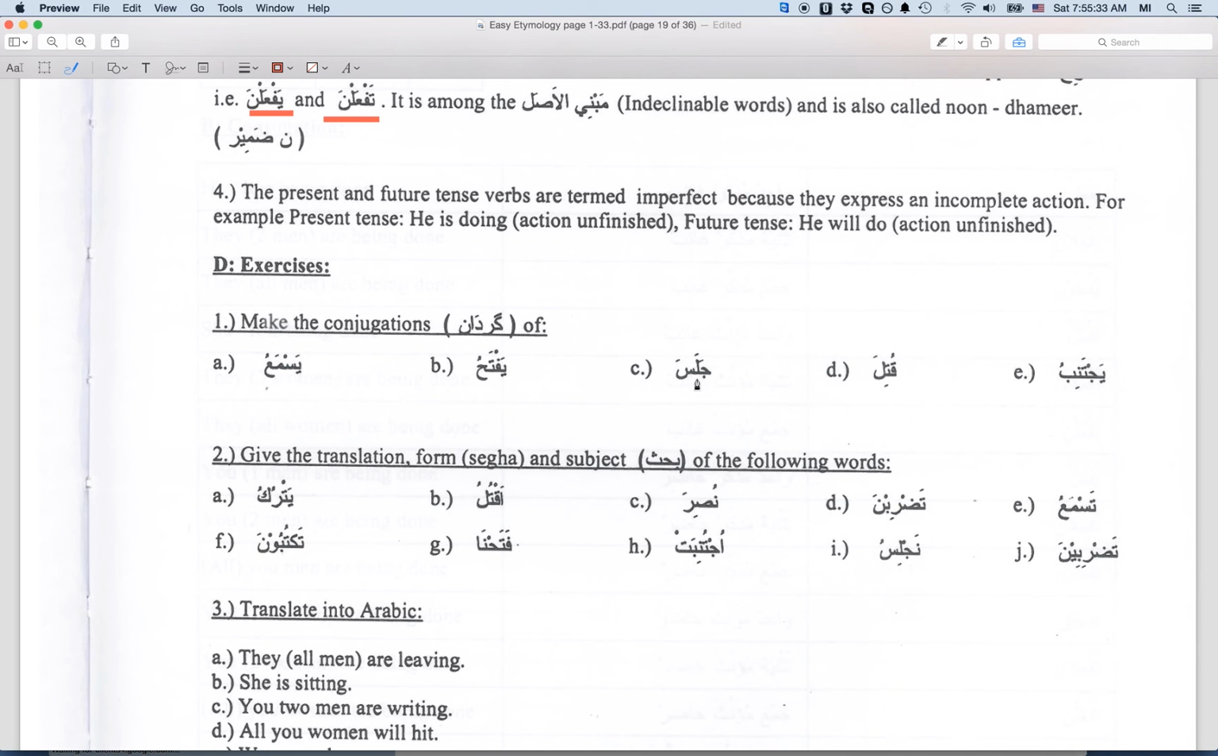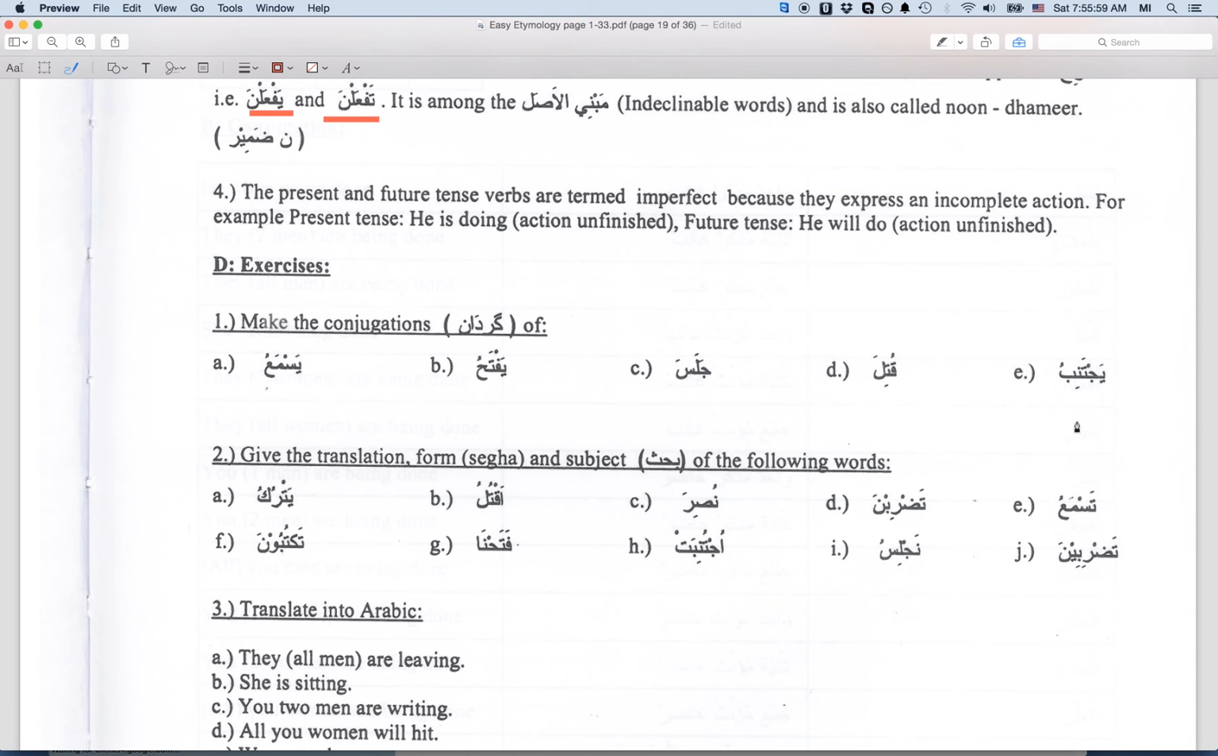Actually they didn't even tell us to do مضارع. So it'll be جلس جلس جلسوا جلست جلست جلسنا. قتل قتل قتلوا قتلت قتلت قتلنا, and so on. يجتنب. So يجتنب to refrain from, that was the ماضي, and يجتنب is the مضارع.